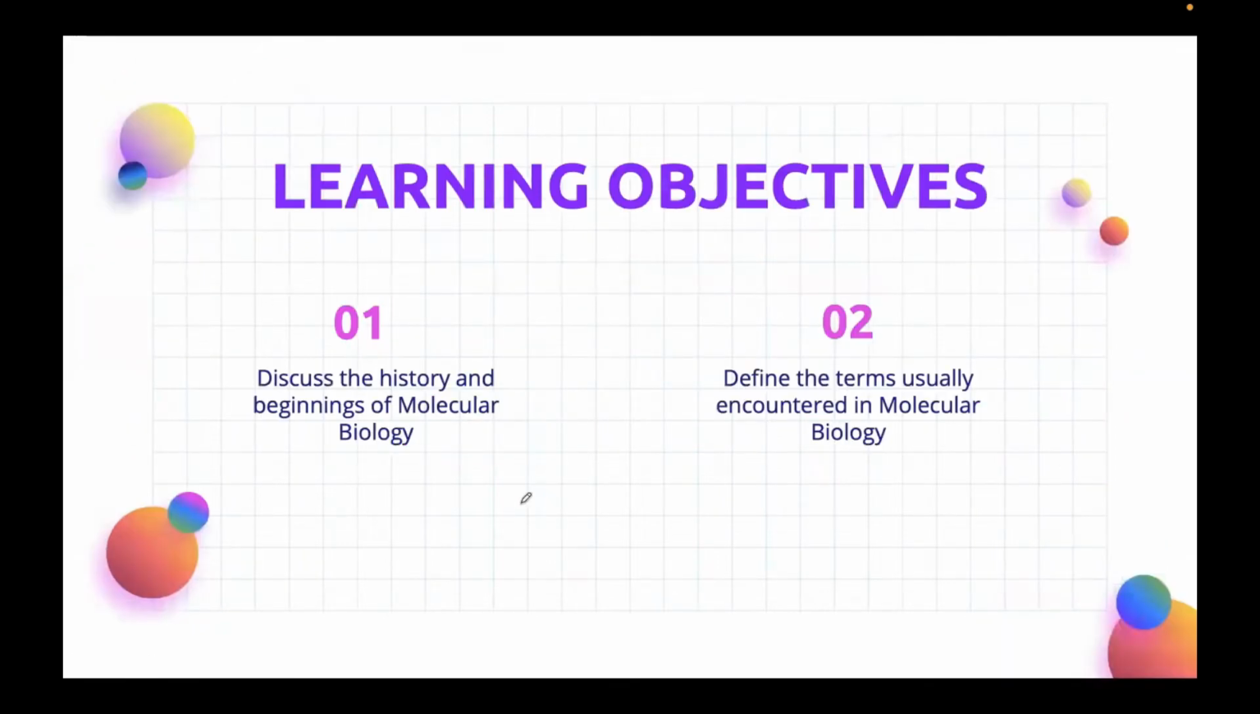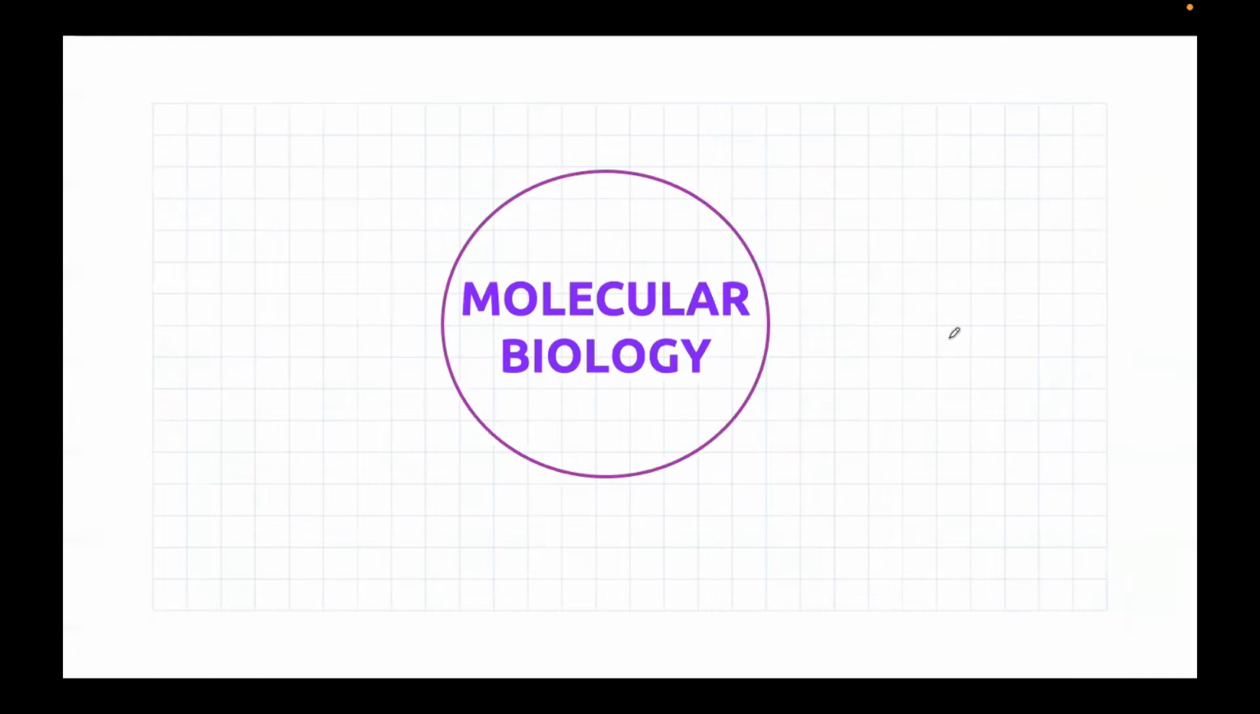So for your learning objectives or your learning outcomes, at the end of this session, you students must be able to, number 1, discuss the history and beginnings of molecular biology, and number 2, define the terms usually encountered in molecular biology. But first, let us define your molecular biology or the concepts underlying molecular biology.